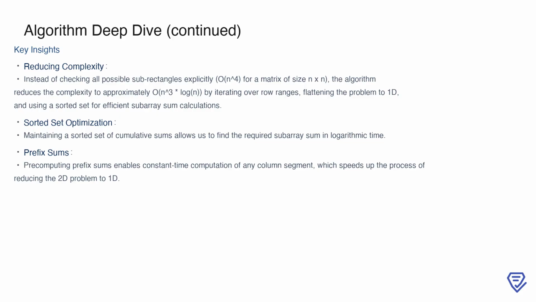The sorted set is particularly crucial because its ability to quickly insert and search cumulative sums allows us to find valid subarray sums in logarithmic time. Meanwhile, the prefix sums enable constant time computation of column segments, which is essential for reducing the 2D rectangle problem to a simpler 1D problem. These optimizations work together to make the algorithm feasible even for larger matrices.